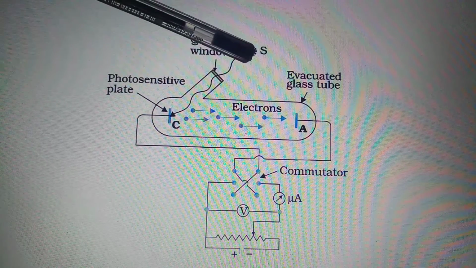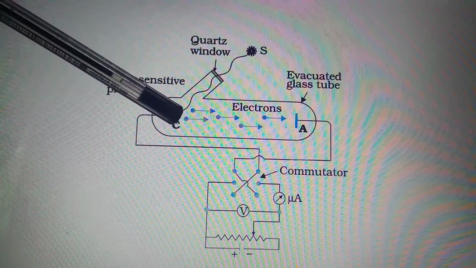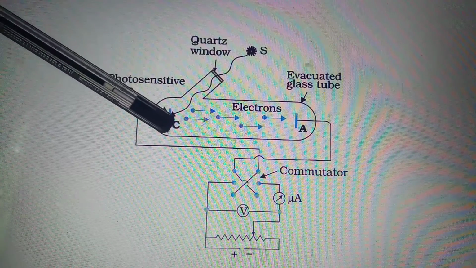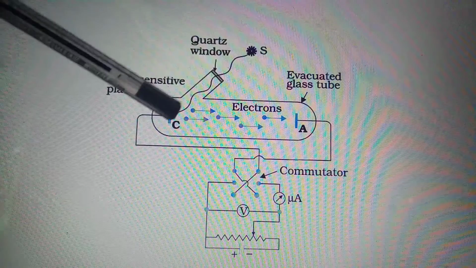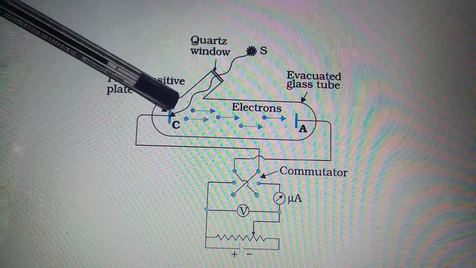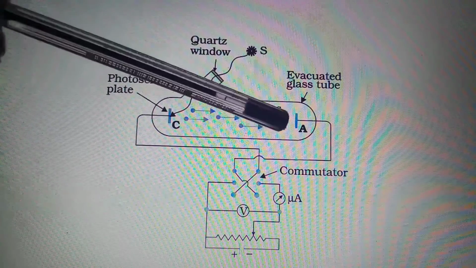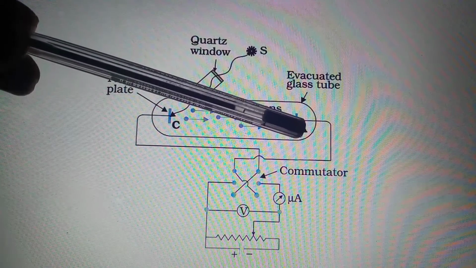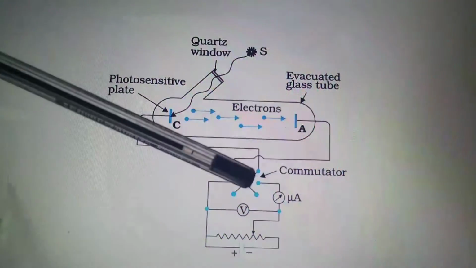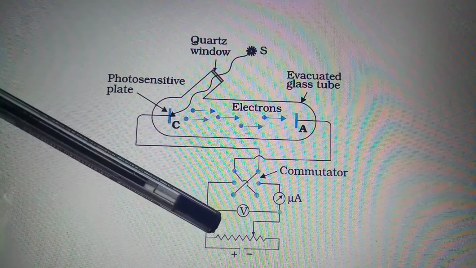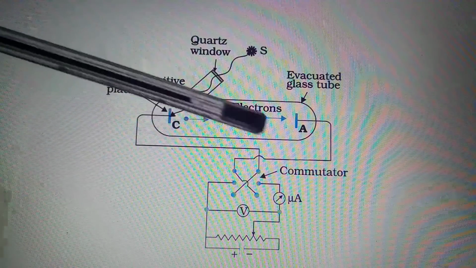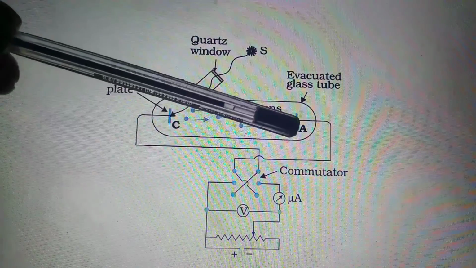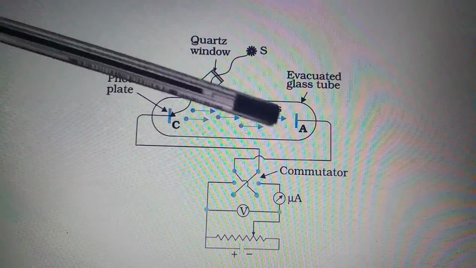Similarly, we can change the intensity of the light. To change the intensity, if you take this source away, then the amount of light reaching here will be less. So we can vary the intensity of light, and we can vary the frequency of light. Similarly, the potential at A can be varied. For that we will use this commutator and this rheostat. So we can make A positive with respect to C, or negative with respect to C, or we can vary that also.